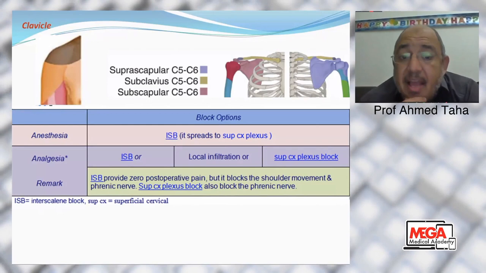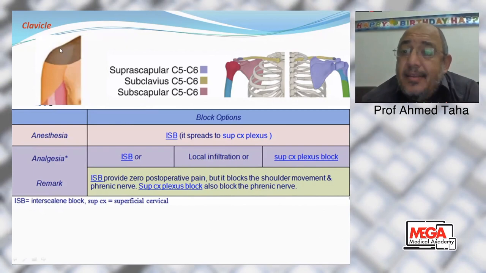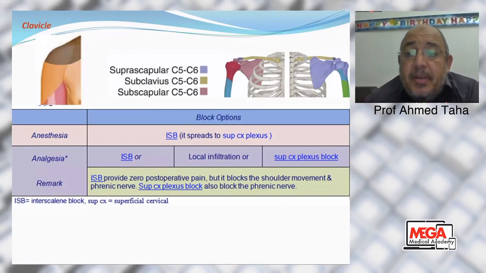For analgesia, the interscalene block can also be used. A superficial cervical block will block the soft tissue above the clavicle, the skin and subcutaneous tissue, and it will give a very good analgesia, really. And it may also be replaced by infiltration of local anesthetic above the clavicle.